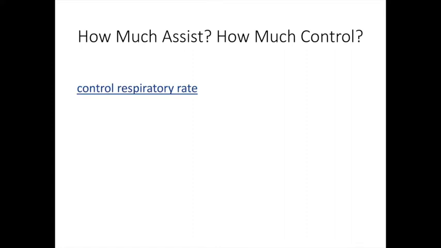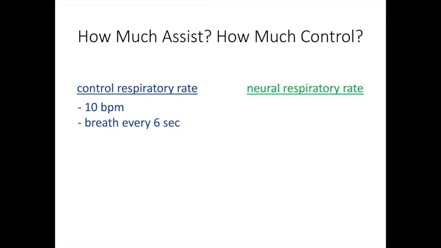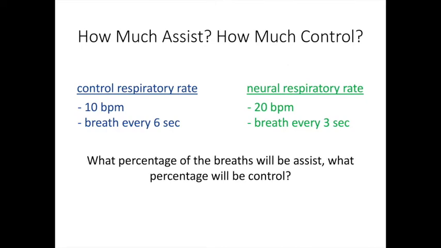For a given patient, let's set the control respiratory rate to 10 breaths per minute. So that means 1 breath every 6 seconds. And assume that the patient's brain is firing inspiratory signals 20 times per minute. So that's 1 breath every 3 seconds. What percentage of breaths will be assist and what percentage will be control?